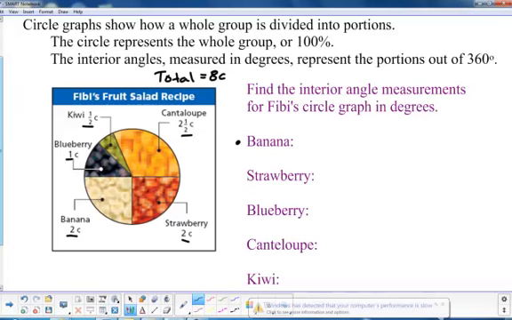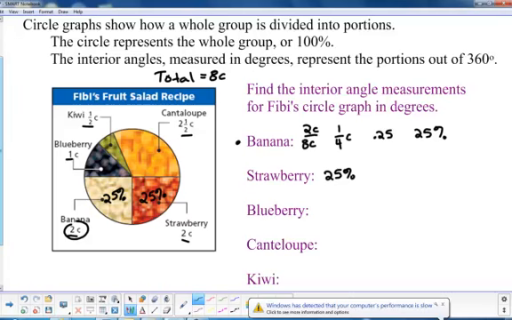So if we look at bananas first, we have 2 cups. So 2 cups divided by 8 cups is a quarter. Now, a quarter of 100% is 0.25. If you divide 1 divided by 4, you get 0.25. So 25% is this section right here. The strawberry is the same exact thing, so we can go ahead and put a 25% there as well.